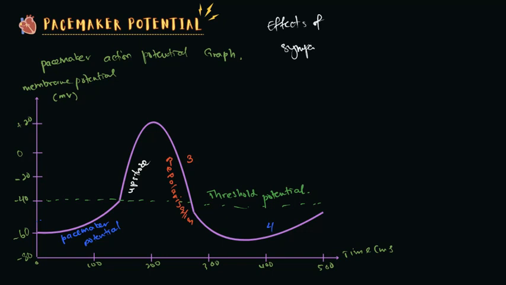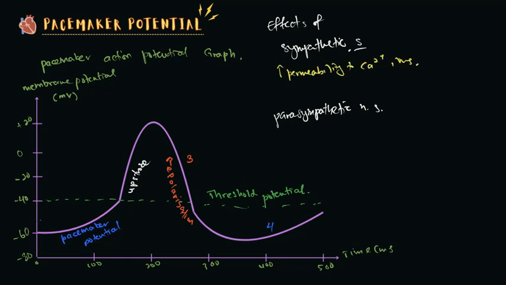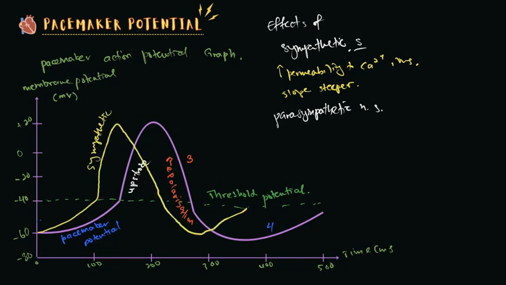Let's see the effects of sympathetic and parasympathetic nerve stimulation on the pacemaker action potential graph. In sympathetic stimulation, increased permeability of calcium is observed. Therefore, the slope will be steeper. So the membrane potential reaches the threshold earlier, causing upstroke and repolarization earlier, hence increasing heart rate. You can see on the yellow line where it is steeper, reaching the threshold potential earlier, and the action potential starts and resolves earlier, causing an increase in heart rate.